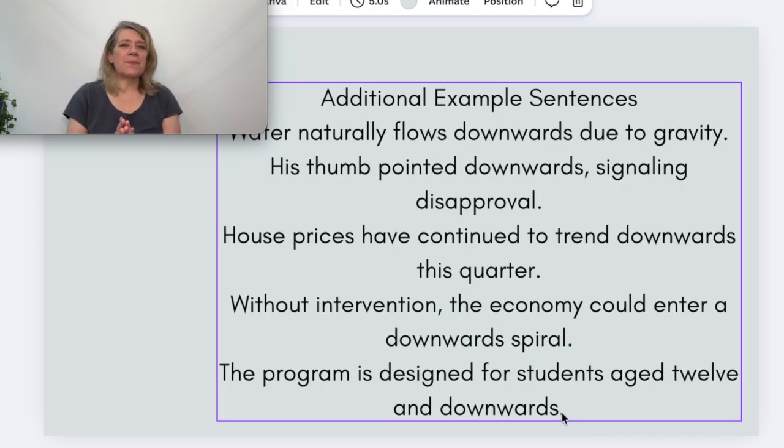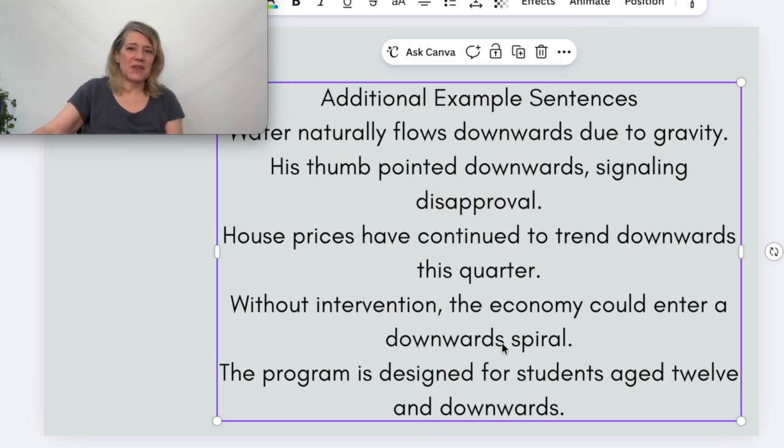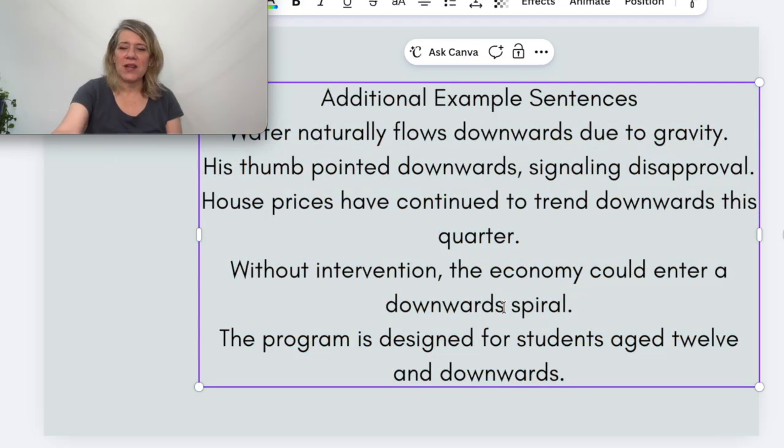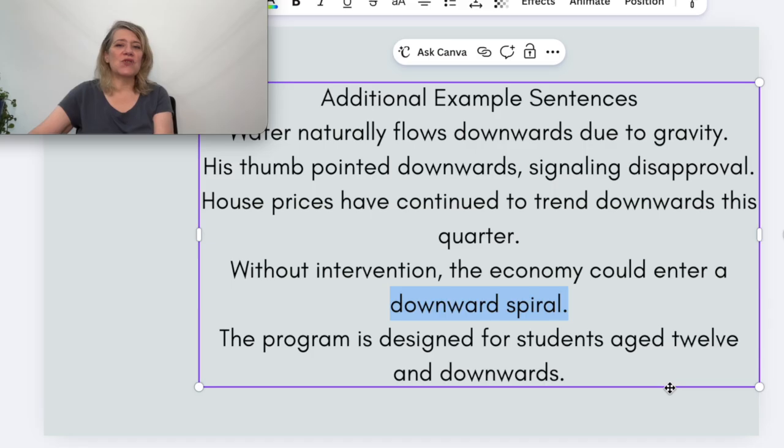Some additional examples are water naturally flows downwards due to gravity. Which direction? Downwards. His thumb pointed downwards, signaling disapproval. House prices have continued to trend downwards this quarter. Without intervention, the economy could enter a downward spiral, and this one I would not put the S on. I would say a downward spiral and make it the adjective. The program is designed for students aged 12 and downwards.